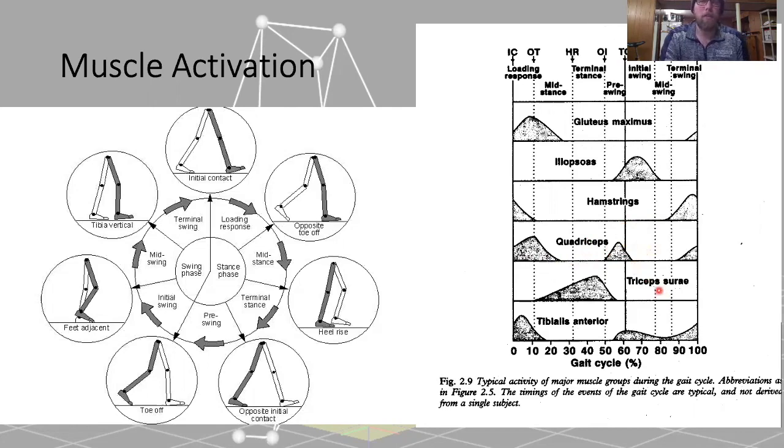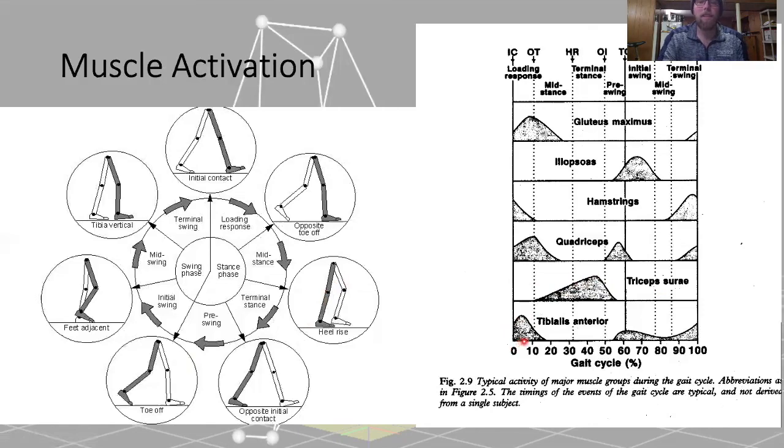What is triceps surae? You should Google that right now if you don't know what that is. Triceps surae is a fancy name for the gastrocnemius and the soleus. Those two big muscle groups together are called the triceps surae. And obviously, you can see that as we ramp up to toe off with the leg that we're looking at, there's huge electrical activity in that triceps surae.